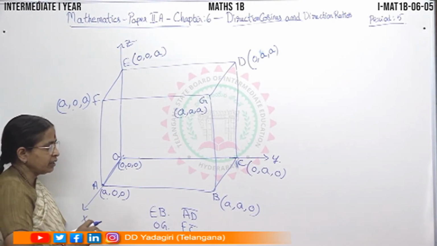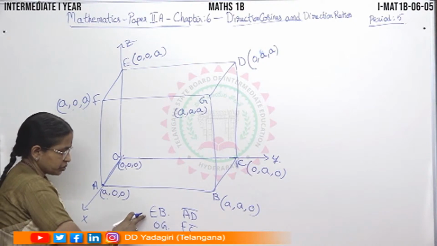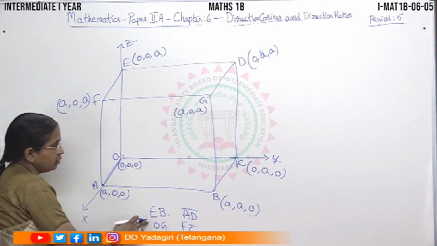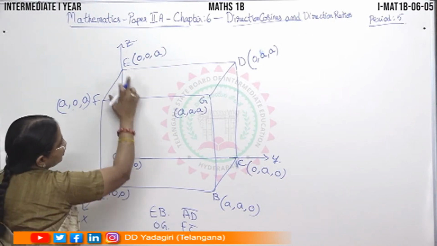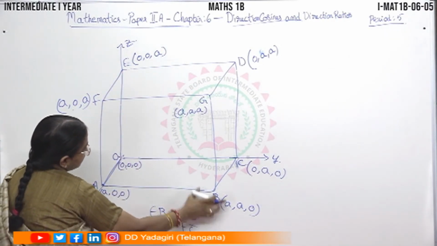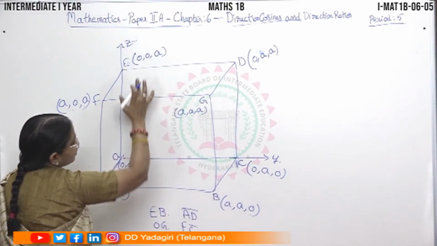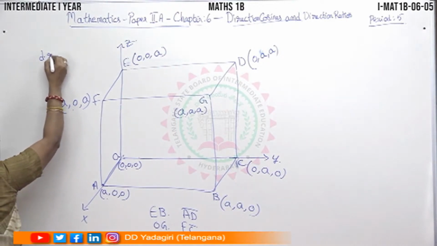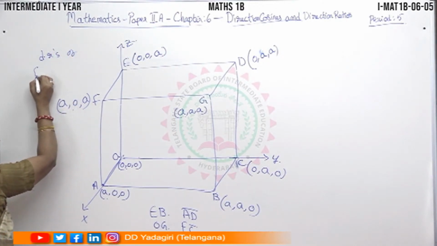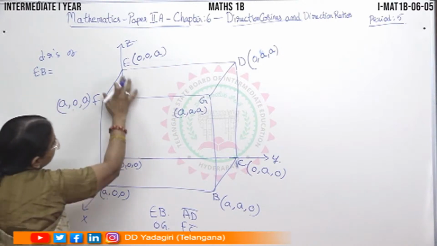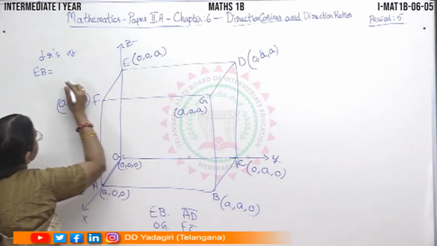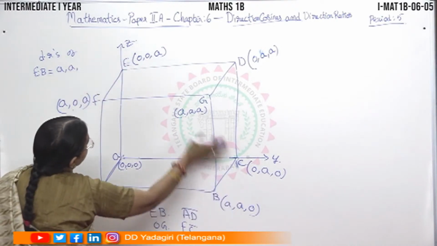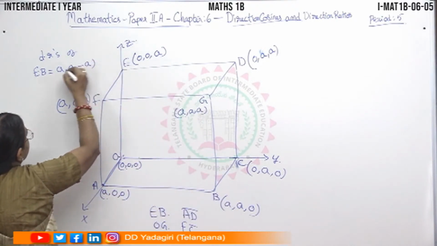Now we'll find the direction ratios of these four diagonals. So what is the direction ratio of EB? Just x2 minus x1, y2 minus y1, z2 minus z1. So the DRs of EB are a minus 0, that is a, again a minus 0, a, and then 0 minus a, that is minus a, like this.